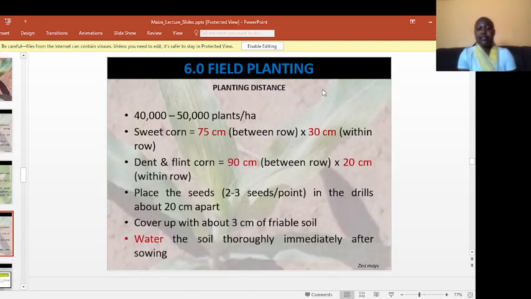We have planting distance or spacing. We say 40,000 to 50,000 plants per acre. Sweet corn, 75 centimeters by 30 centimeters within a row. Dent and flint corn, 90 centimeters between rows by 20 centimeters within a row. Place 2 to 3 seeds in the drills about 20 centimeters apart. Cover up with about 3 centimeters of fine soil. Water the soil thoroughly immediately after sowing.